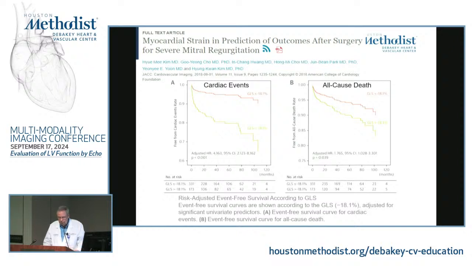And in the same paper, when they look at cardiac events after surgery, this is all after surgery, going solid with good numbers for at least 5 years, but some patients went even longer than that. Cardiac events and all-cause death significantly more in those patients with reduced strain under 18%. It's interesting that for mitral regurg, the threshold is higher than for heart failure and AS. It's under 18, so it covers some of that gray area that we call low normal. And it may have something to do with the mechanics of mitral regurgitation.